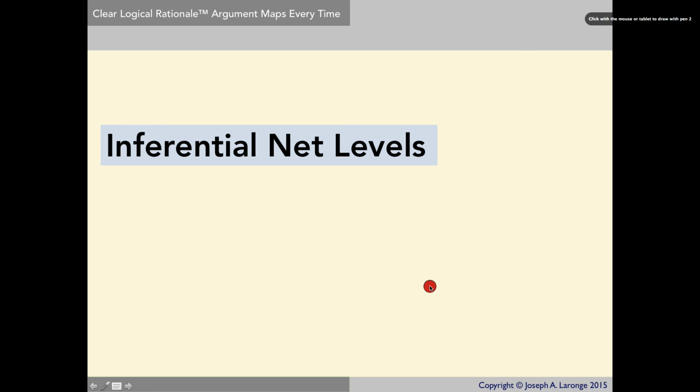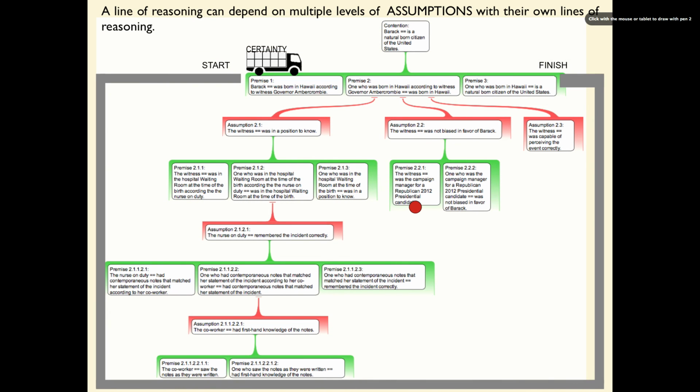Now we're going to look at how, not only does it go horizontally, but you can also have levels of that argument structure. Here we call it inferential net levels. So a line of reasoning can also depend on multiple levels of assumptions with their own lines of reasoning. So you can see how complex an argument can get, but we're always separating the linked premises from the level of assumptions to the next level of linked premises.